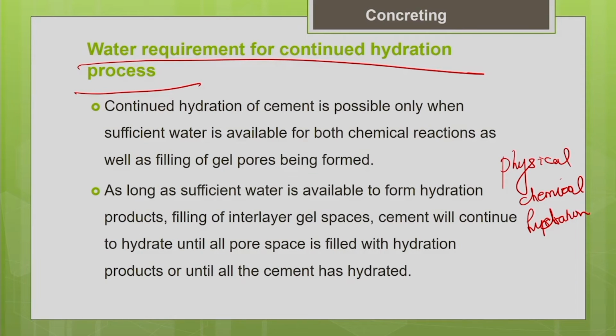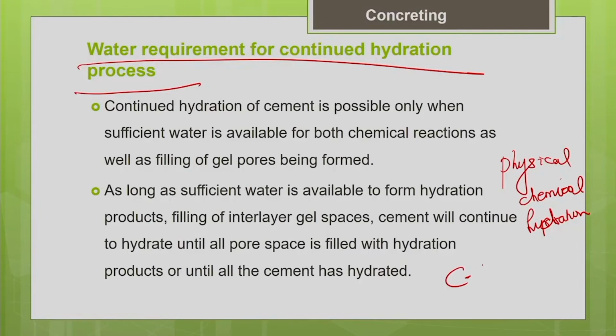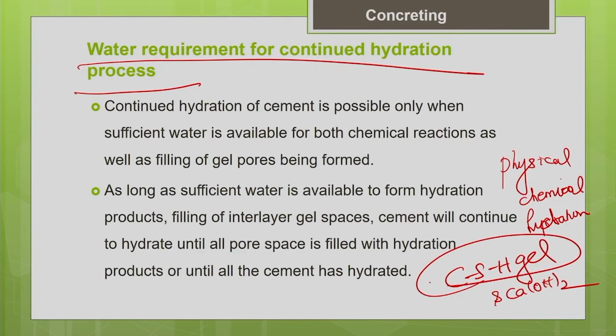Your silicates and the aluminates react with the water and form the different hydration products. The main hydration products are your CSH gel, which is calcium silicate hydrate, and calcium hydroxide. There are different hydration products. The main hydration product which contributes to the strength is your CSH gel, calcium silicate hydrate.